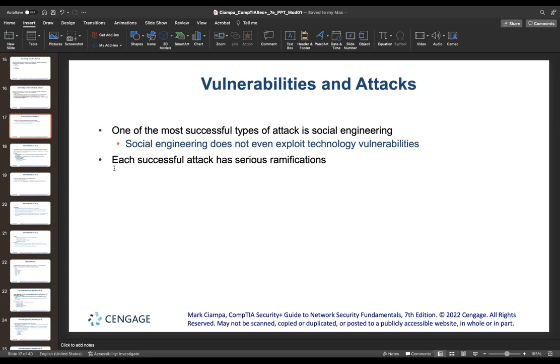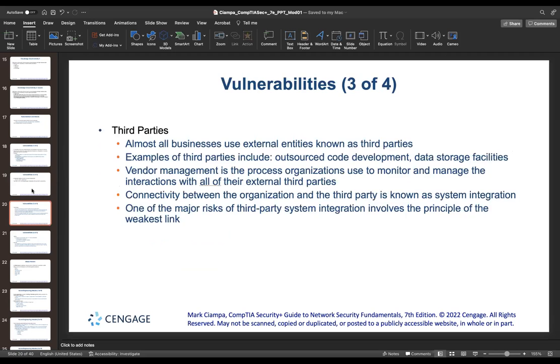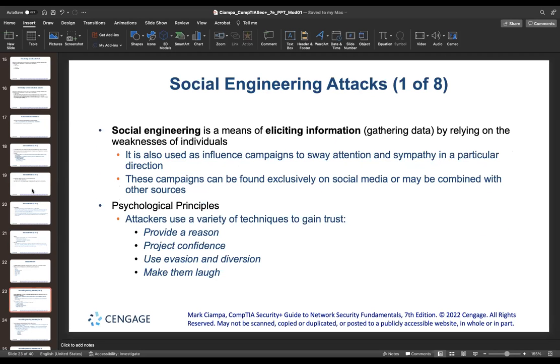Right? So social engineering comes in different flavors, right? Let me just jump into there. Now that we're talking about social engineering, I want to continue on that and then I'm going to come back. So the social engineering basically means eliciting information or gathering data just based on somebody's weaknesses in keeping themselves secure from an information sharing perspective, right?